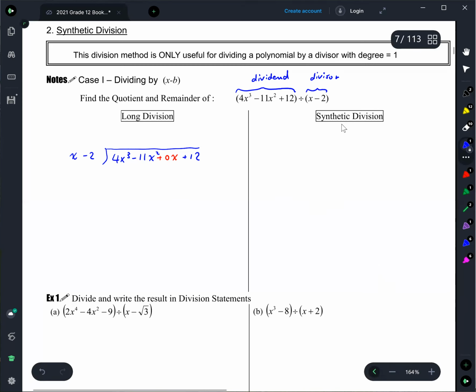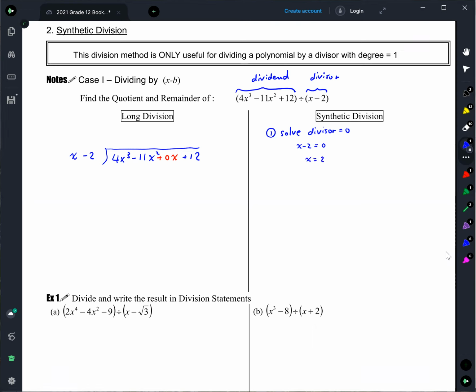Right, so we are going to proceed with the synthetic division at the same time so that you can compare left and right together, okay, to see what's going on. Because we are more used to the long division, but long division takes longer, right? More work to write. So let's look at how to set up synthetic division. First, you will solve the divisor equal to 0. So you take your divisor x minus 2 and you make it equal to 0 and you solve for x. So x equal to 2. Okay, so your first step is to do that.